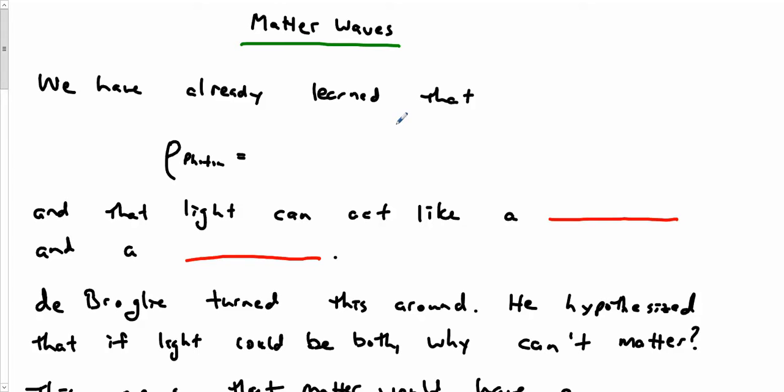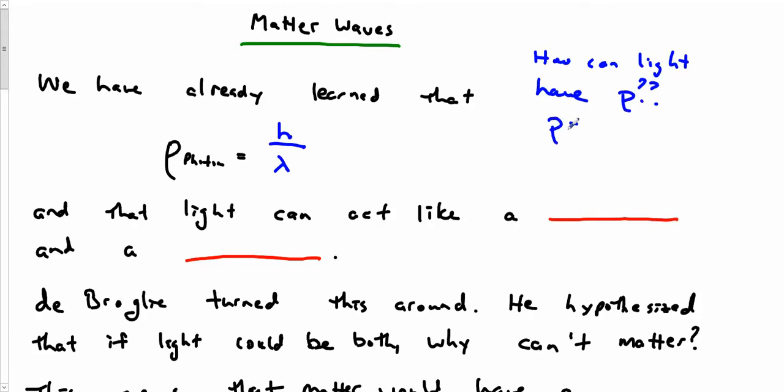Alright, let's talk about matter waves. We have already learned that the momentum of a photon is h over lambda. And just to be clear, some people often wonder, how can light have p? Yes? Because we know p is mv.